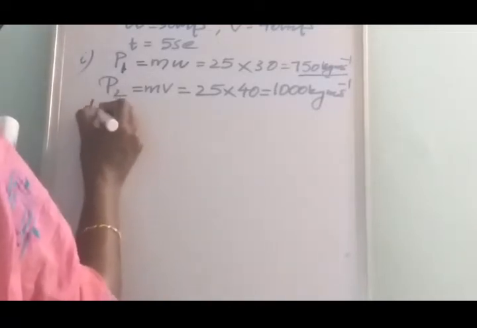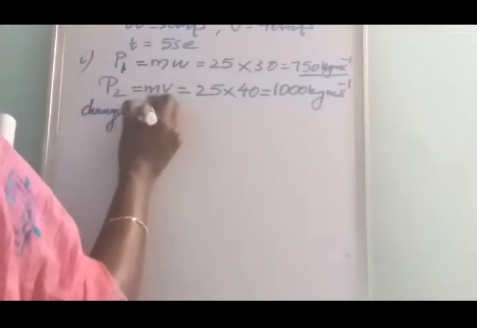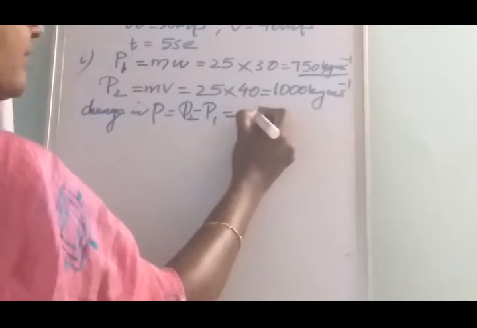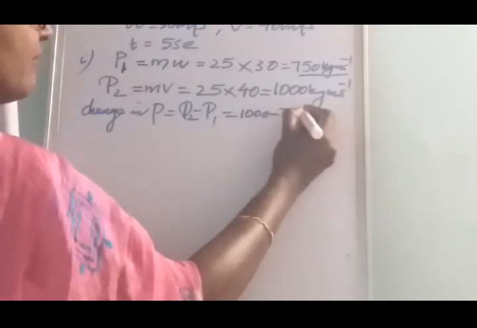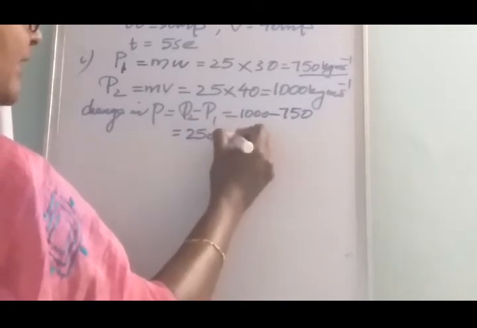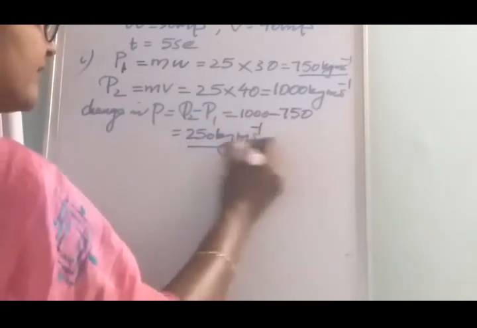Then next we have to find the change in momentum. Change in momentum is final momentum P2 minus initial momentum P1. So P2 is 1000 minus 750. It is 250 kilogram meter second raised to minus 1. That is the change in momentum: 250 kilogram meter second raised to minus 1.